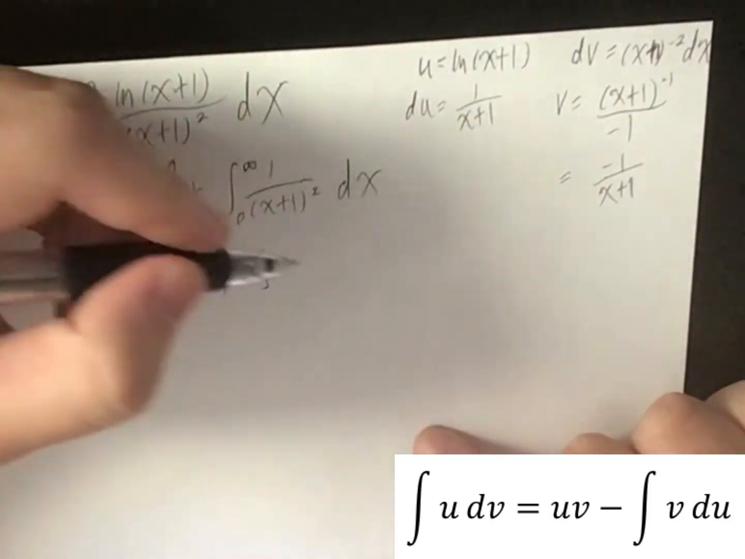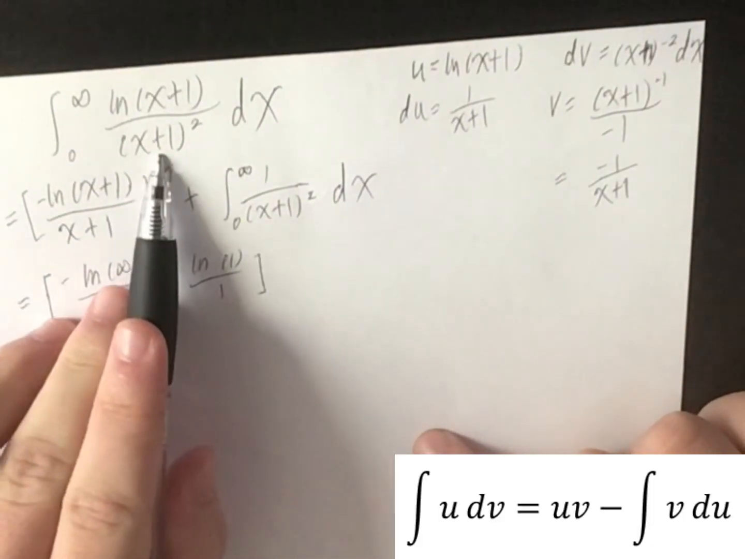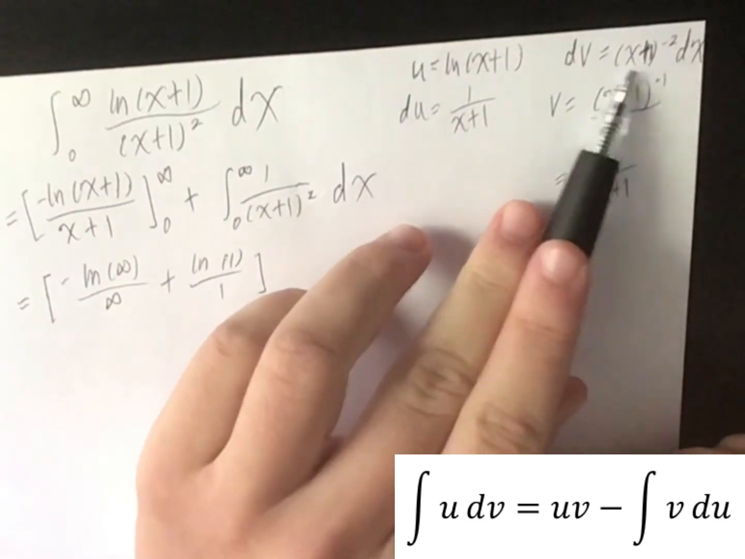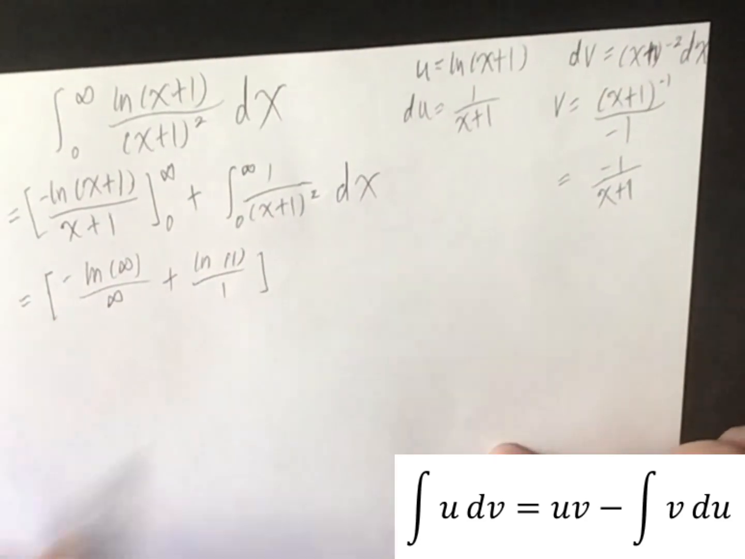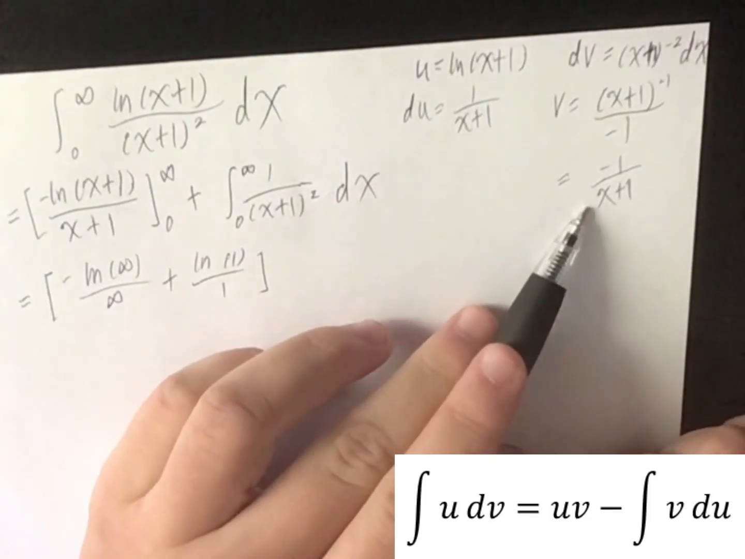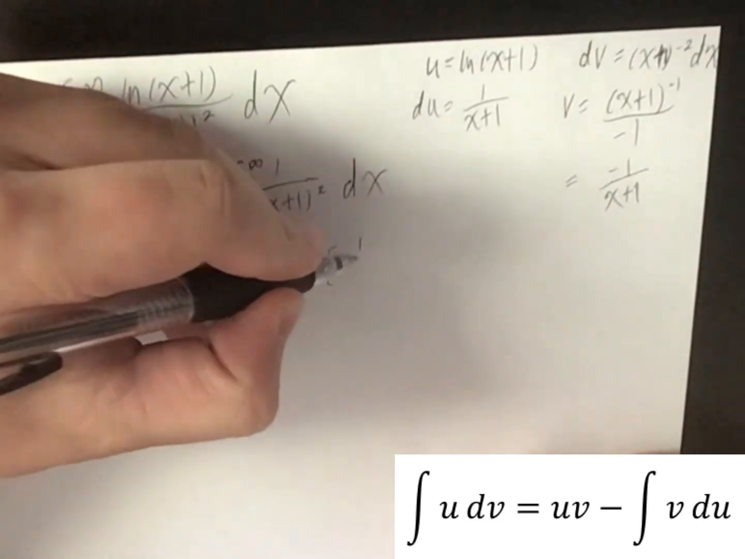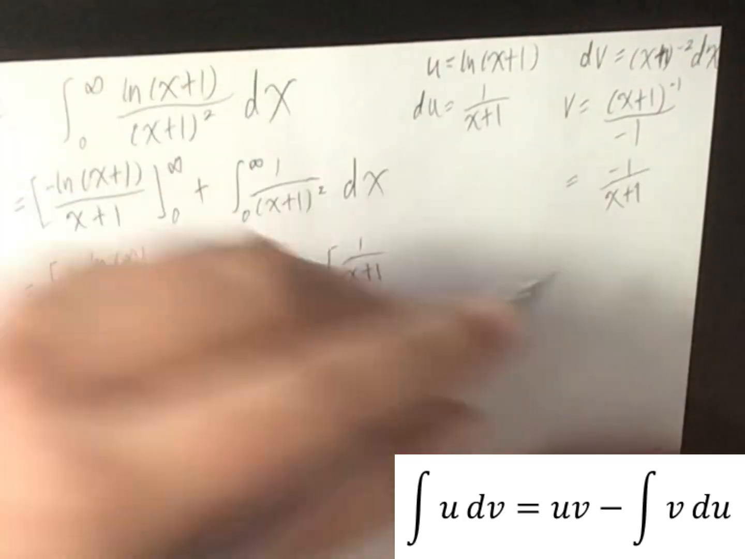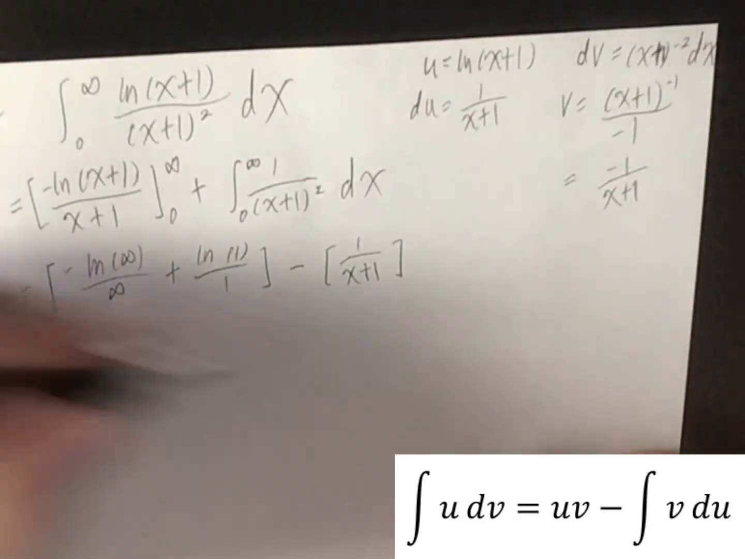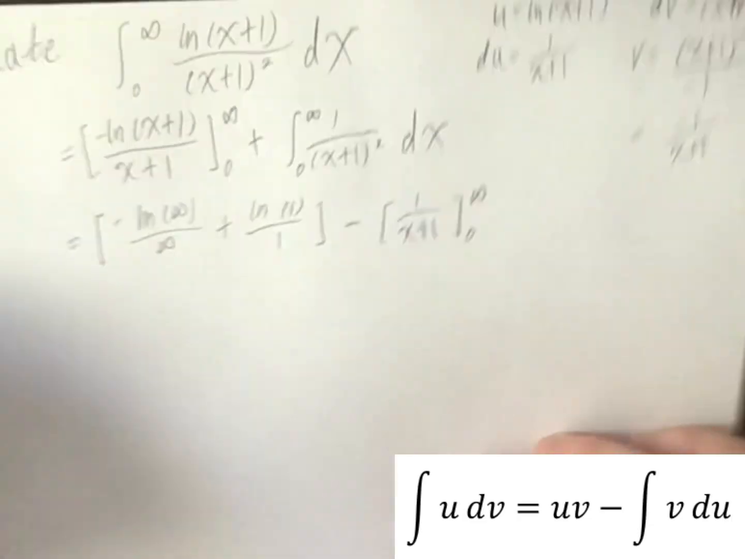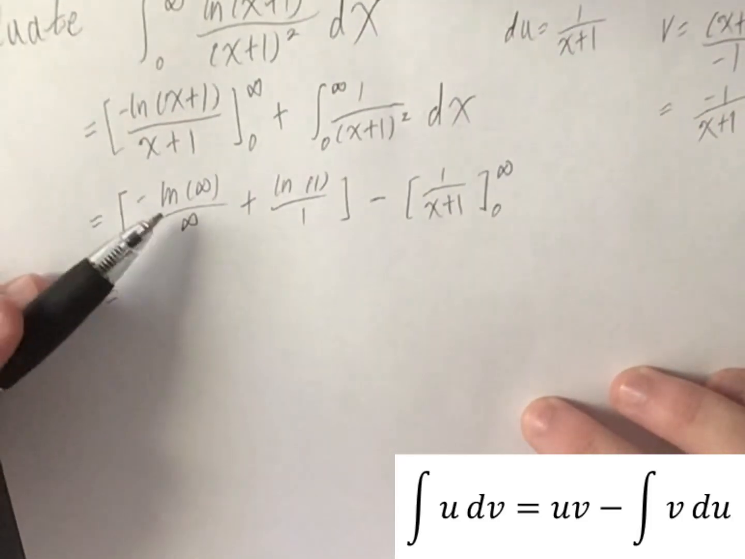We just do the second part, and this thing you may be familiar with is the same as the dv in the first case. As you can see, it is x plus 1 to the power of negative 2. So it's the same thing as the v here. It would just be negative 1 over x plus 1. I just pull out the negative here. You can just pull it out of the integral, and it is from 0 to infinity. And now we need to evaluate this thing.